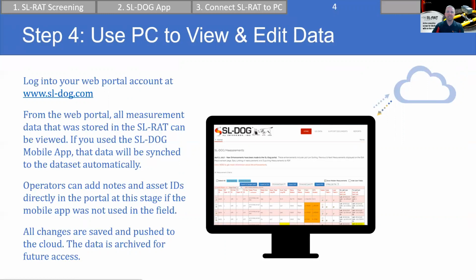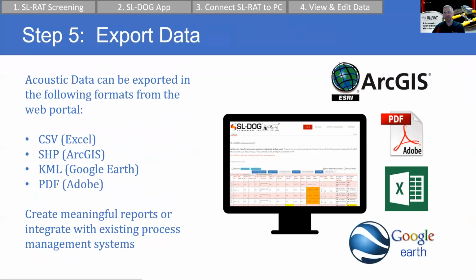Finally, once you have QC'd the data, edited, and enhanced the data, you can proceed to the next step, which is exporting your data. As mentioned previously, this data can be exported in any of the following 4 formats, which is Google Earth, Shape, CSV, or PDF.